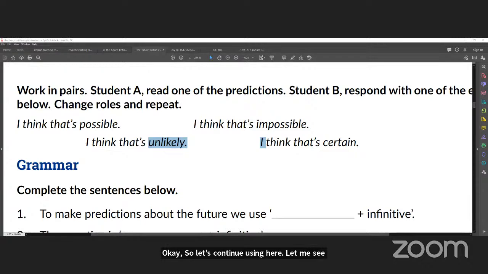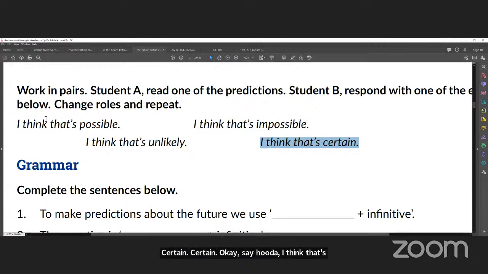Let me see somebody else who can help me out. Hector, go ahead. Read this for me. I think that's impossible. ¿Qué será eso, Héctor? Creo que esto es imposible. Correcto. Muy bien. Seguimos. La molestamos una vez más a Angie. Could you please read the last phrase for me? I think that's certain. Okay, esta frase significa creo que eso es seguro.